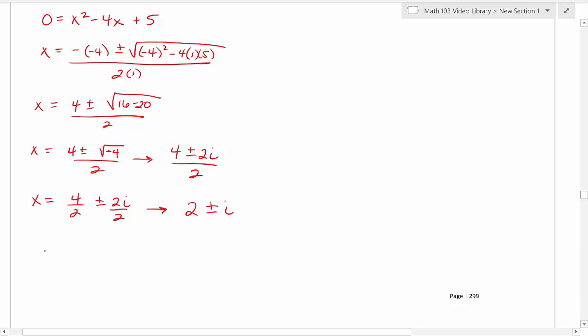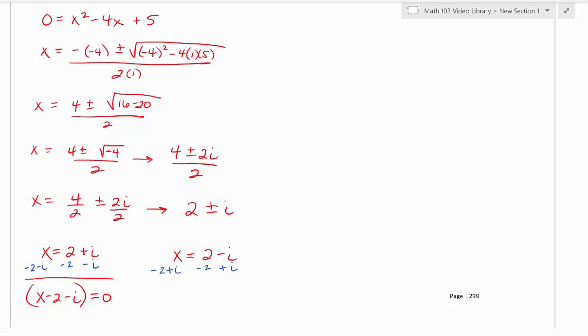Two complex zeros, x equals 2 plus i and x equals 2 minus i. To get the factor from the 0, all you need to do is set it equal to 0. So for the first one, we'll subtract 2 and subtract i from both sides. That gives us x minus 2 minus i equals 0. So this right here is our factor. With our other one, again, we'll set it equal to 0, so we'll subtract 2 and add i from both sides. This gives us x minus 2 plus i equals 0. Here's our second factor.